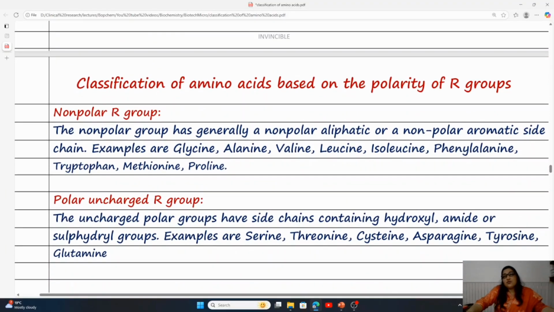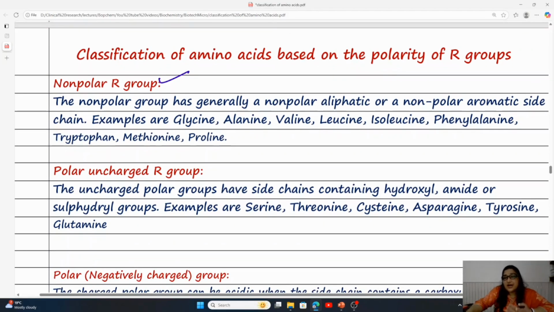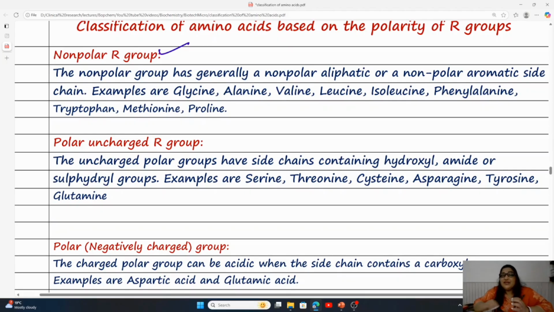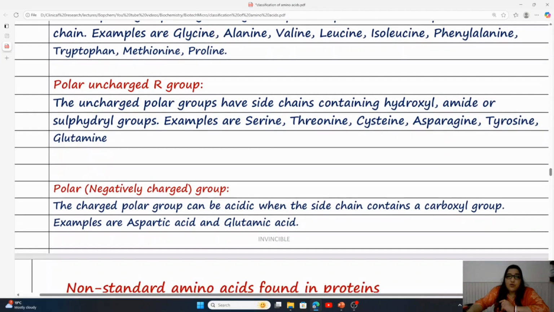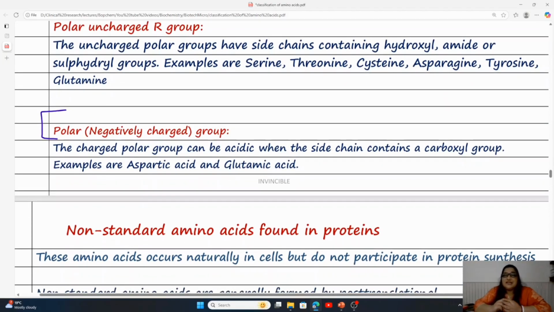Okay, so now the R group can be non-polar. If the R group is non-polar, the examples are glycine, alanine, valine, leucine, isoleucine, phenylalanine, tryptophan, methionine, and proline. It can also be polar or charged. Obviously, whenever there are positively and negatively charged molecules, the molecule will be polar. Examples are serine, threonine, cysteine, asparagine, tyrosine, and glutamine. Also, there are amino acids that are polar but contain a negatively charged group: aspartic acid and glutamic acid.